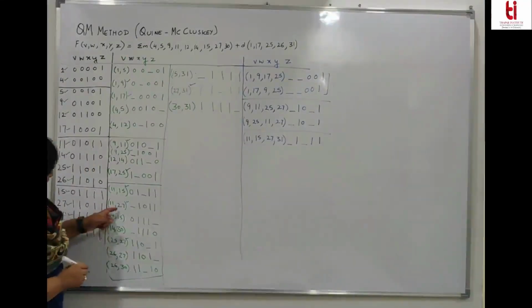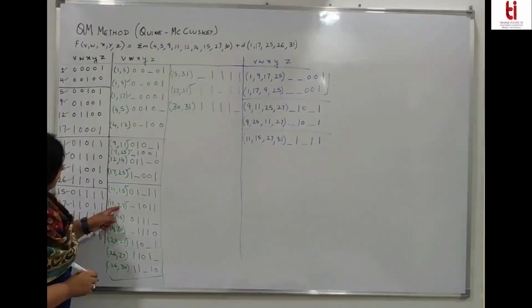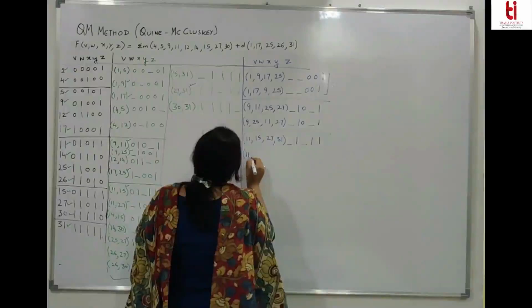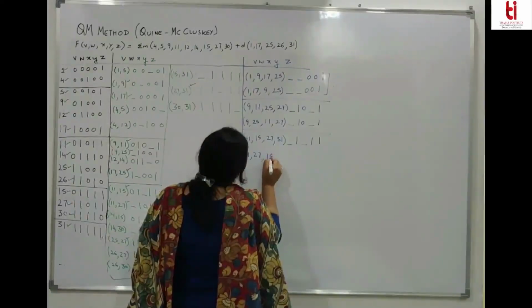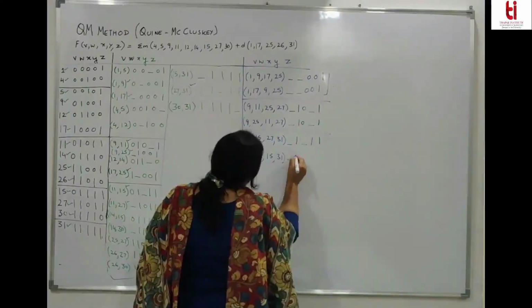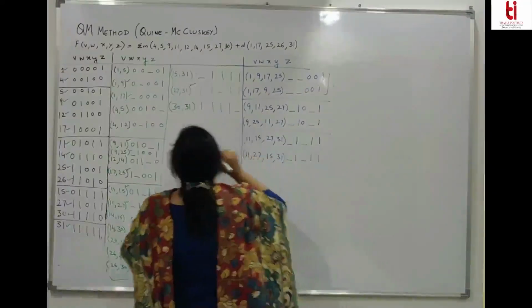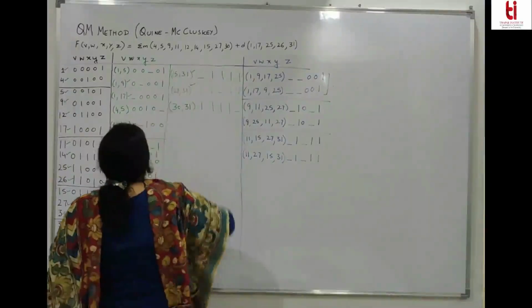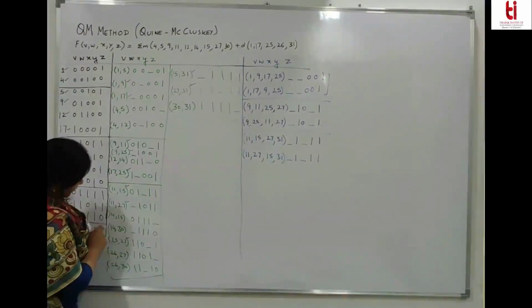ठीक है, अगला, this with first dash. 11 27 15 31. 11 27 15 30. एक क्वाड और बन गया.